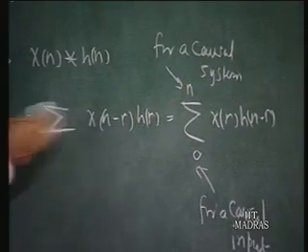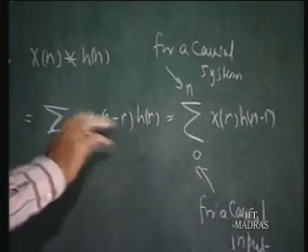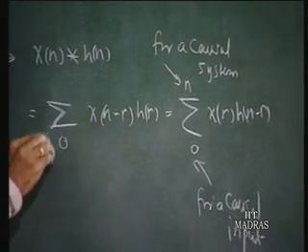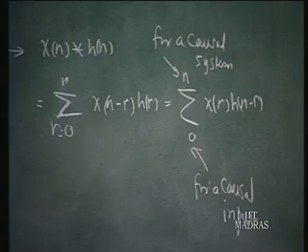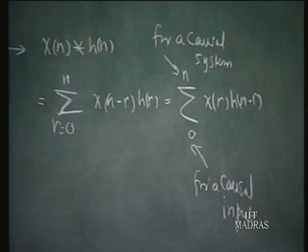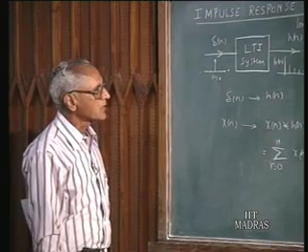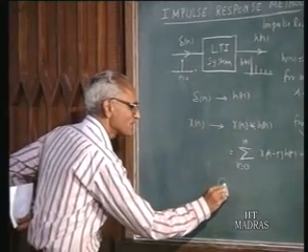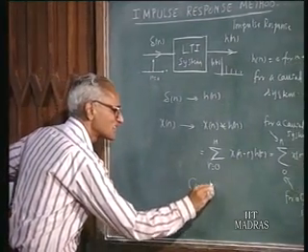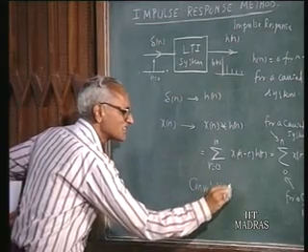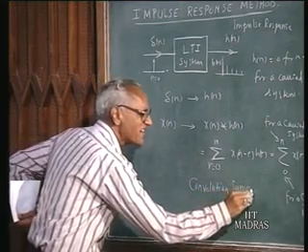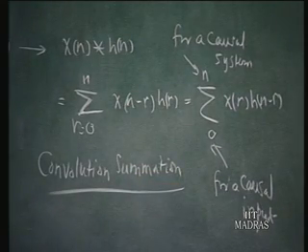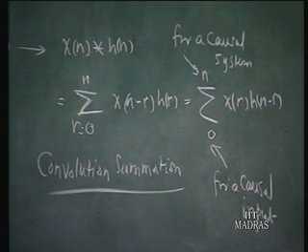After all, the summation here is also the same, with n minus r and r exchanging their roles. Therefore, here also r goes from 0 to n. So that is the meaning of the convolution. In the case of a discrete time system, the convolution is a summation. This is called the convolution summation. And as a matter of fact, it is simpler than the continuous time case, where there is an integration. Here it is merely a summation. Therefore, this is really simpler.